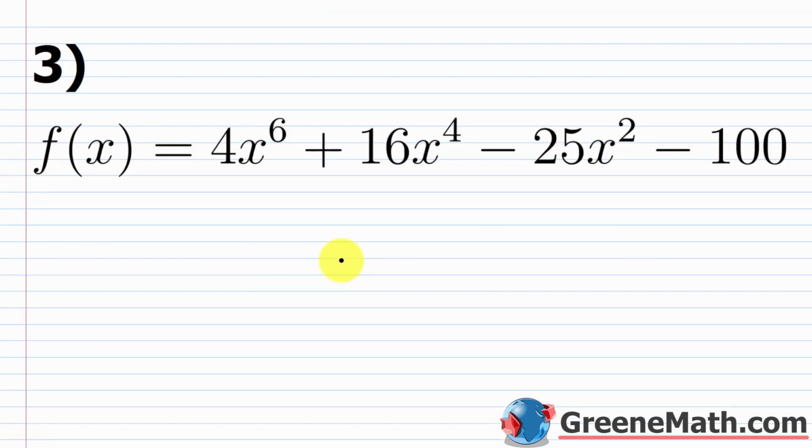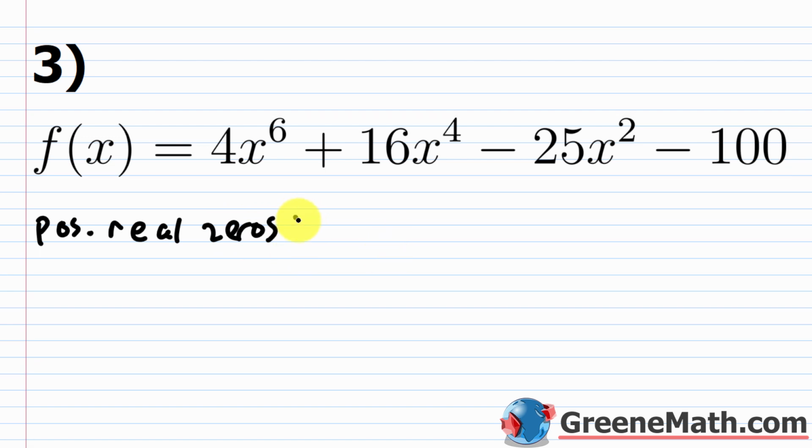All right, for problem 3, we have f of x is equal to 4x to the 6th power plus 16x to the 4th power minus 25x squared, then minus 100. Okay, so for the positive real zeros here, let's look at what we have.